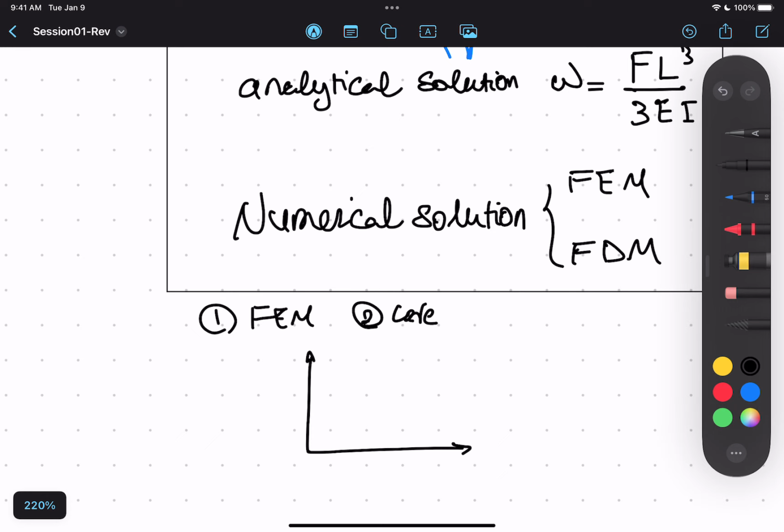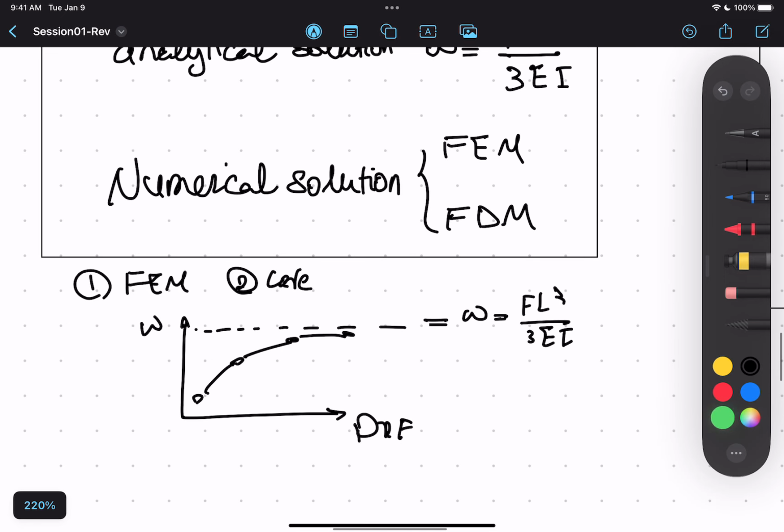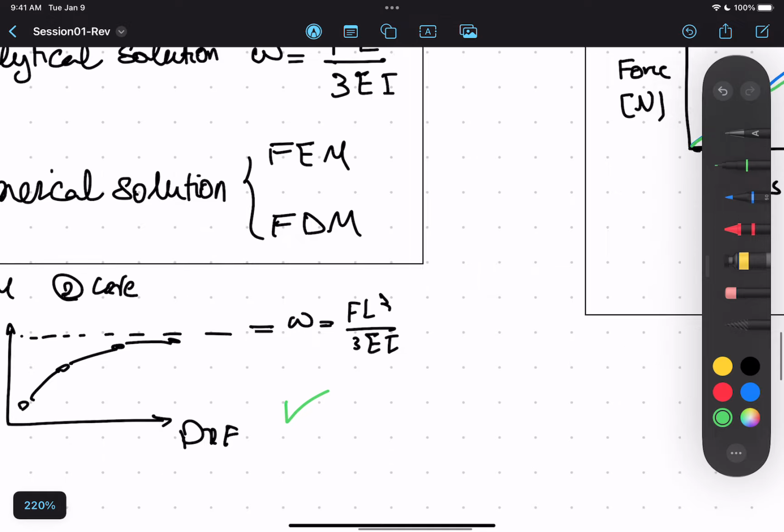and then we reduce the element size. Here this axis is DOF and this is W, and we may see that by increasing the number of elements, it converges to a certain value, and this value should be equal to W equals FL cubed over 3EI, the analytical solution that we had. So we can say that it's verified.